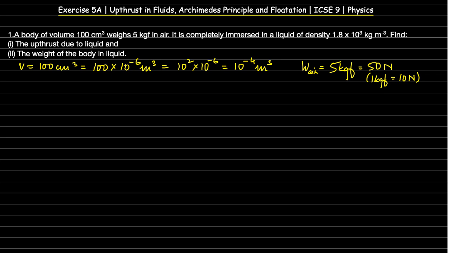It is completely immersed in a liquid of density. So density of the liquid, that will be denoted by the symbol rho, is given as 1.8 into 10 to the power of 3 kg per meter cube.